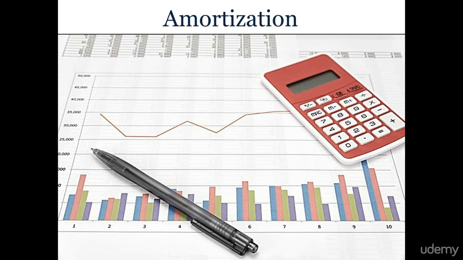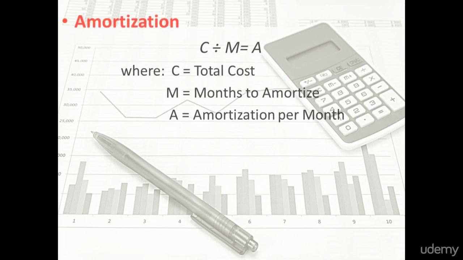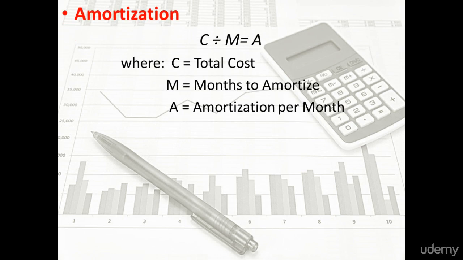However, rather than setting up a negative asset account, each year's expense is usually deducted from the asset value on the balance sheet. Amortization is applied to general expenses that are paid in advance but applied over several years. The formula for determining monthly amortization is like this: the total cost divided by the months to amortize.